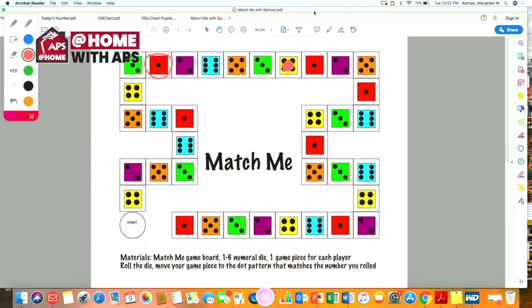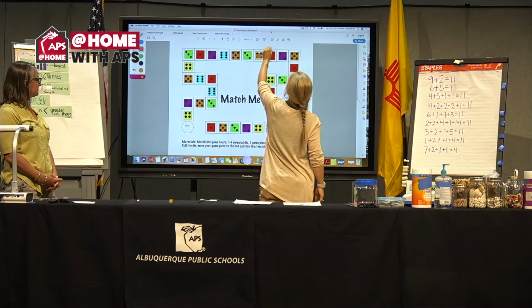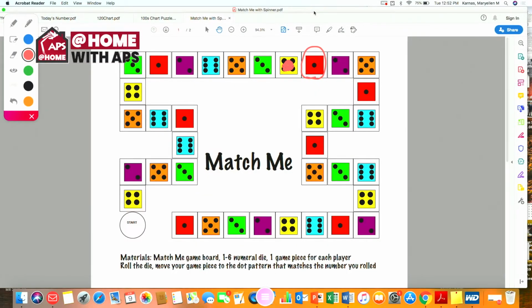I rolled another 1. I keep getting that. Let's see if that works out to be a good idea. Not a 1. Look, that jumped me right up in front just by 1 spot. Those are easy to recognize too. Yes. She rolled a 1 and she got 1 space ahead. That's lucky. We'll see who gets to the end first.